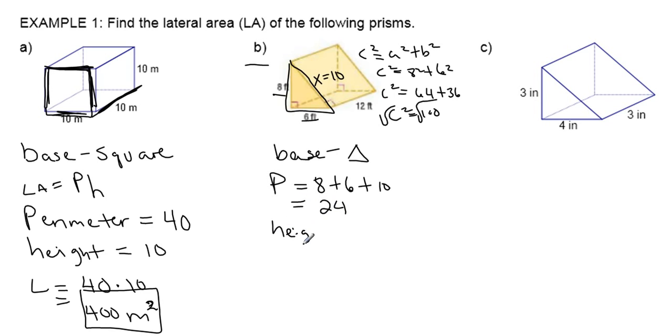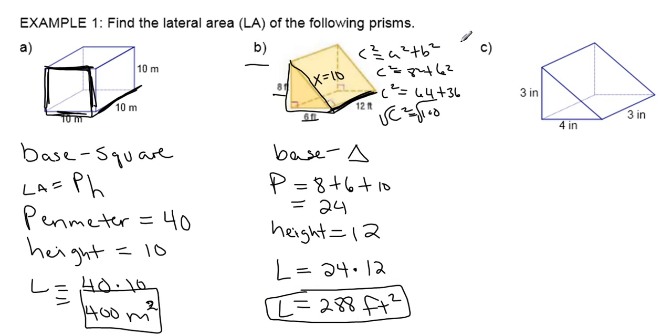The height of the prism will be the length that we haven't used yet. It's going to be that 12 feet. So the lateral area will be my perimeter, 24, times my height, 12. And we should get a total of 288 square feet.